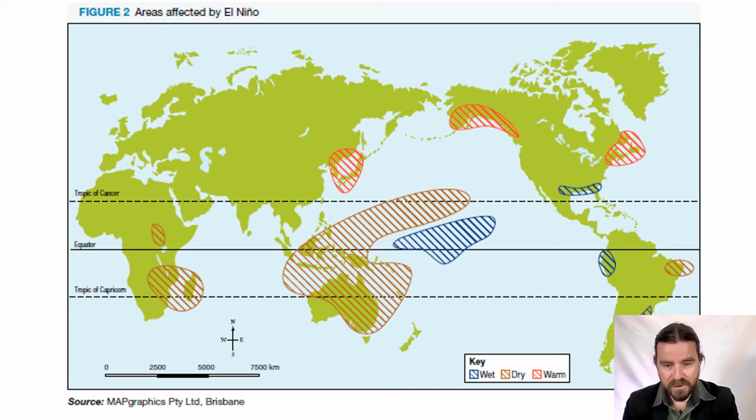Let's have a look at the key. Everything with blue lines means it's wetter. So in an El Nino year, it's wetter in South America, Florida, and then in the middle of the Pacific. What about the brown ones? The brown areas are drier in an El Nino year. So basically all of Australia is drier in an El Nino year. And some places are warmer in an El Nino year, like Japan. There we go. So there's three graphs showing El Nino. If you're not wrapping your head around that, then go back and have a look at those three maps again.